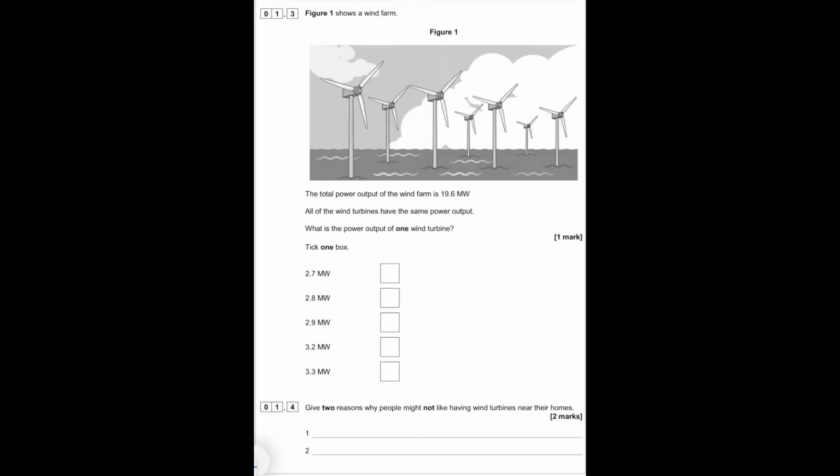Which two statements correctly describe a reliable resource? So if it's reliable, that means it will be predictable. We will know how much energy is being given out. Figure 1 shows a wind farm, and the wind farm has 1, 2, 3, 4, 5, 6, 7 windmills. A total output is 19.6 megawatts. All of the wind turbines have the same power output. What is the output of one turbine? So we would do 19.6 divided by 7, and the correct answer would be 2.8.